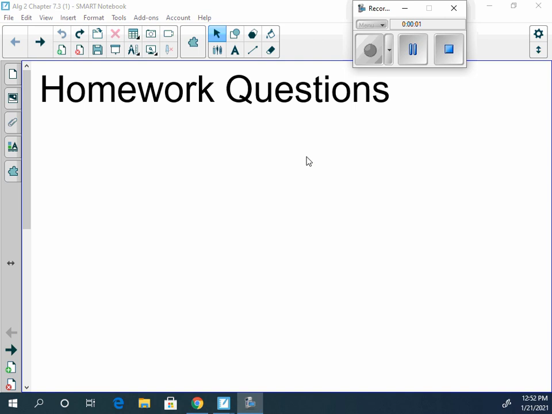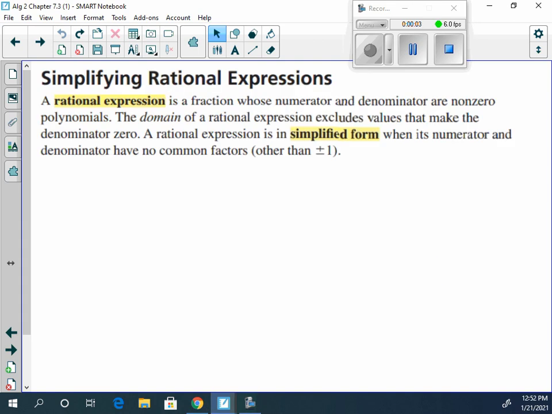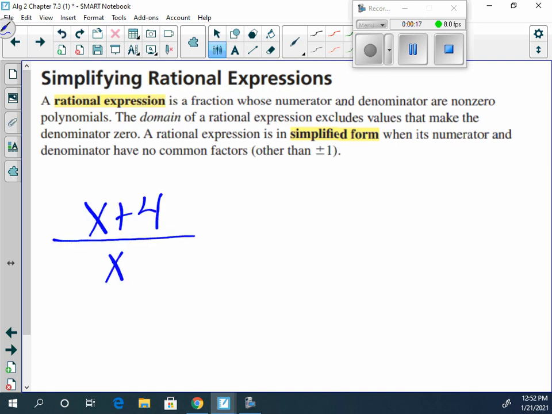Starting our chapter on rational expressions and rational equations. We'll mainly talk about rational expressions first. Now, a rational expression is a fraction whose numerator and denominator are non-zero polynomials. So we're going to have variables in the top and the bottom of the fraction, is what's going to make this a rational expression. Now, the domain of the rational expression excludes all values that make the denominator 0.